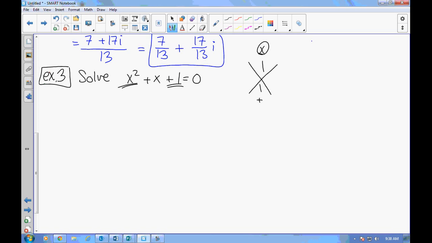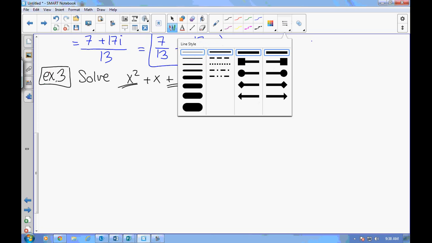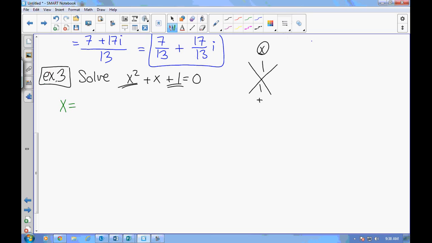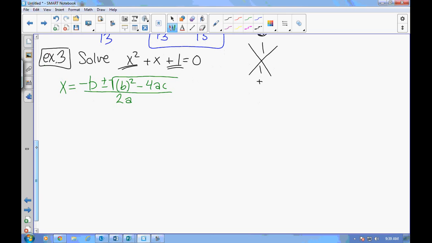This is when our friend the quadratic formula comes into play. Let's sing our song. X equals, how does it go? Negative b plus or minus square root of b squared minus 4ac all over 2a. Get this formula memorized if you don't have it memorized. We have to identify a, b, and c. Another option if it doesn't factor nicely is completing the square.